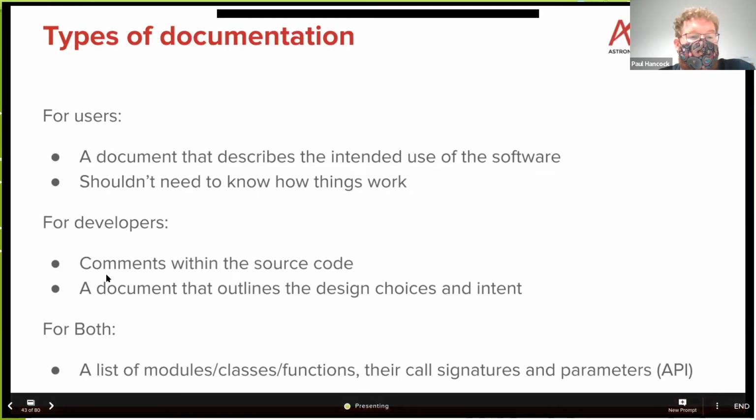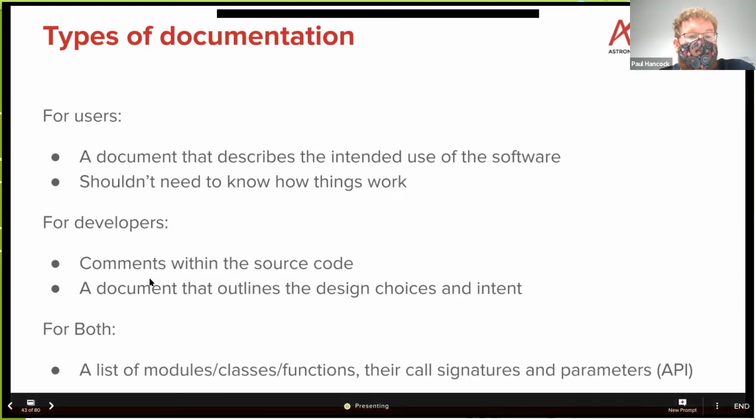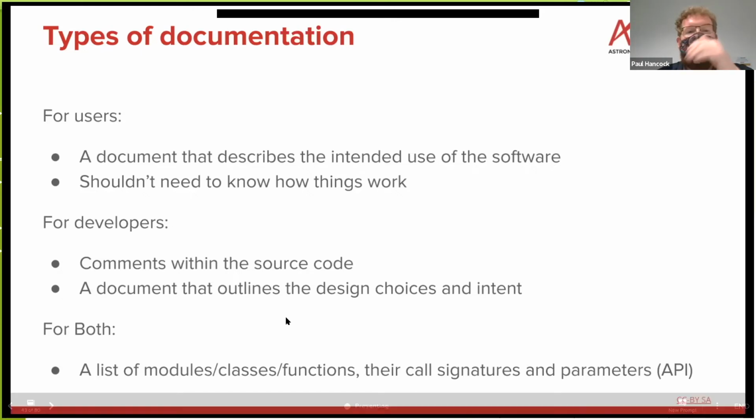Whereas developers are maybe people who are going to reuse the logic in your code, or maybe they're going to dive in and try to fix bugs or add features. And so for them, you do need to explain how things work. Two good places are, one, to have comments within the source code about the choices that you've made and why, and maybe a separate document that outlines the design choices and intent. So you might have a document that describes why you've used particular algorithms or the particular implementation of those algorithms.